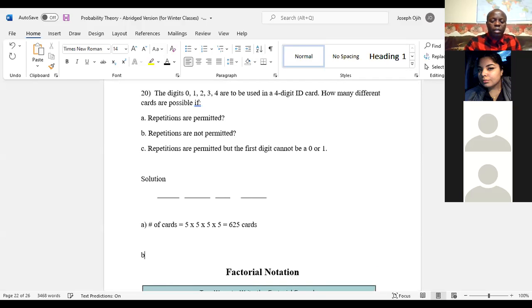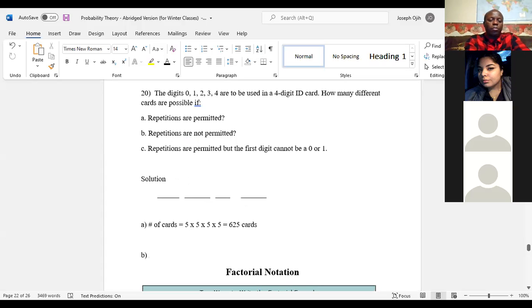For part B, it is a little bit different. It says repetitions are not permitted. So in this case, if you use 0 for this slot, you can never use 0 again in another slot. If you use 1 on this slot, or any number in any slot, it cannot be repeated. So that means each number decreases after each use.